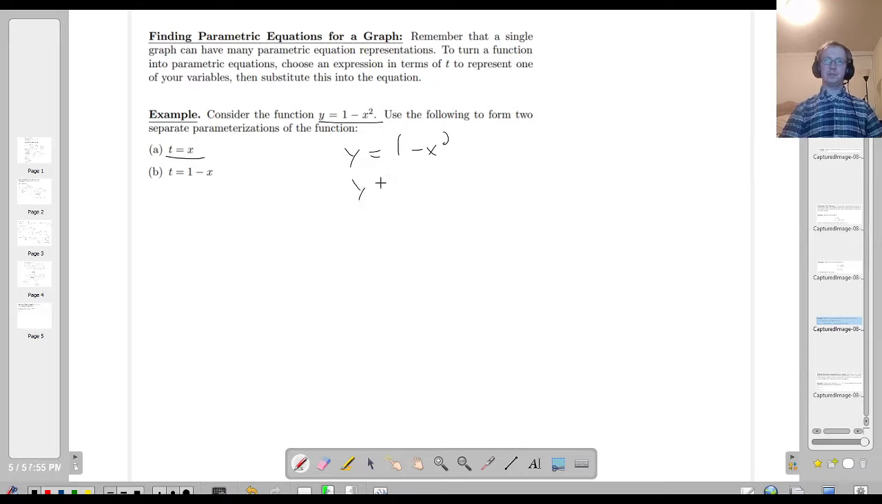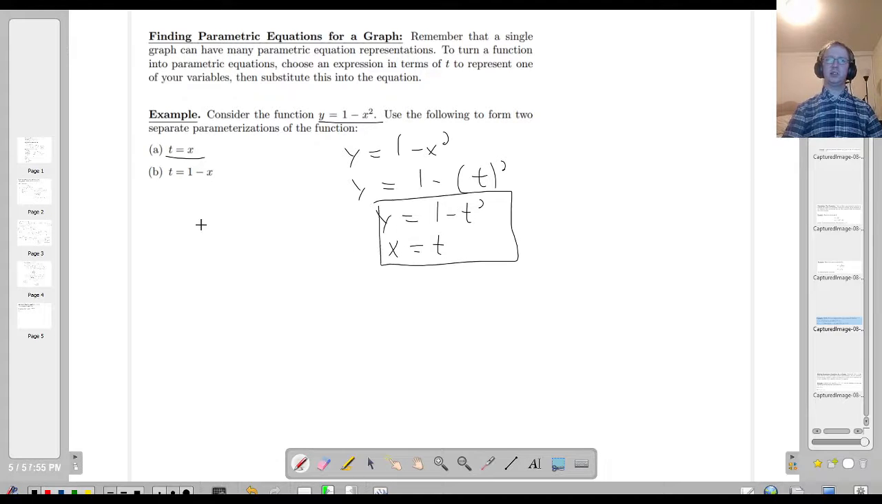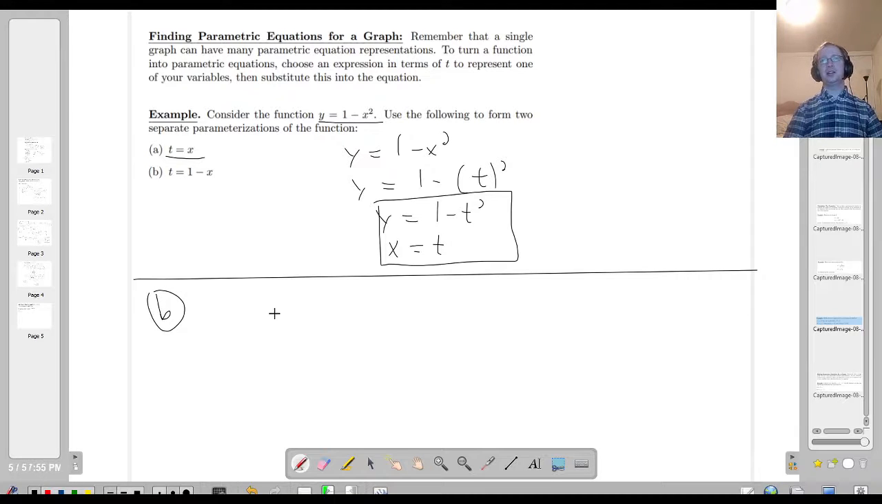Well, x is t. So instead of x, I'm going to write t. So this comes out to y equals 1 minus t squared. And I already decided x equals t. So there it is. That's one parameterization. In part B, they wanted me to do it differently. They said let t equal 1 minus x.